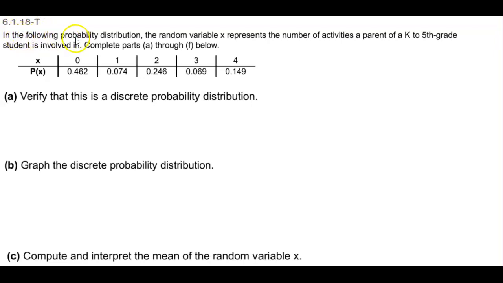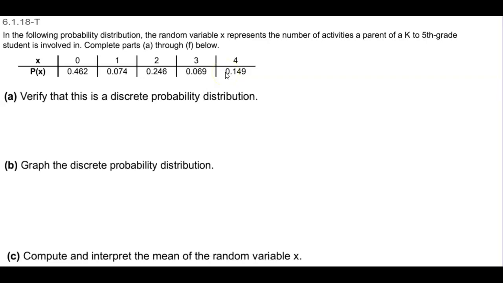6.1 18-T. In the following probability distribution, the random variable x represents the number of activities a parent of a K to 5th grade student is involved in. We want to complete parts A through F below. First thing we want to do is verify that this is a discrete probability distribution. If we look at the probabilities, they are all between 0 and 1.